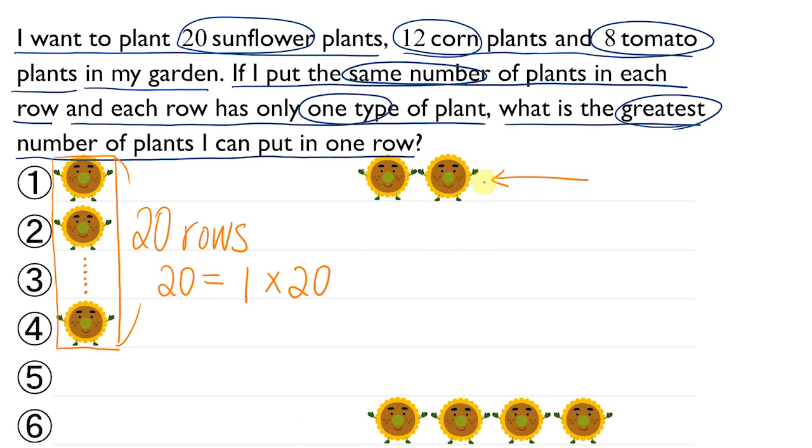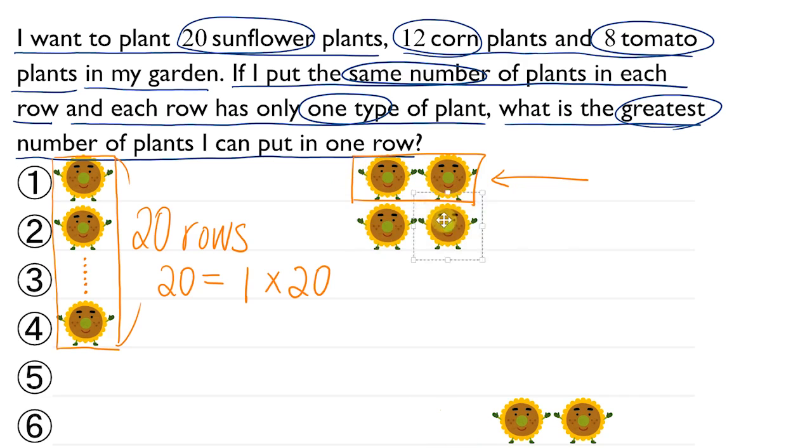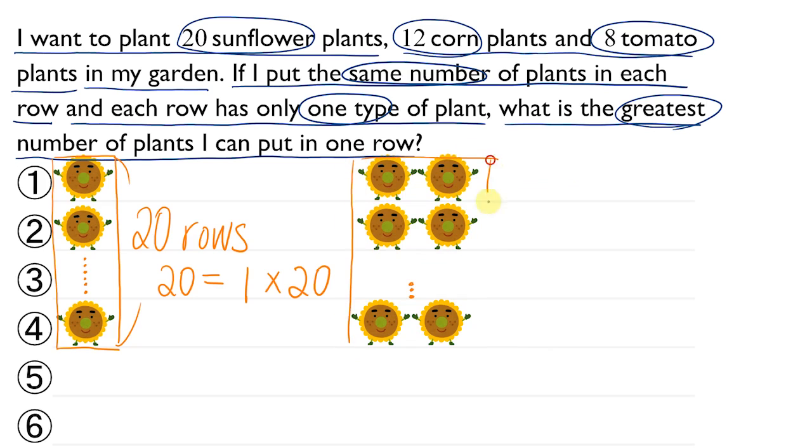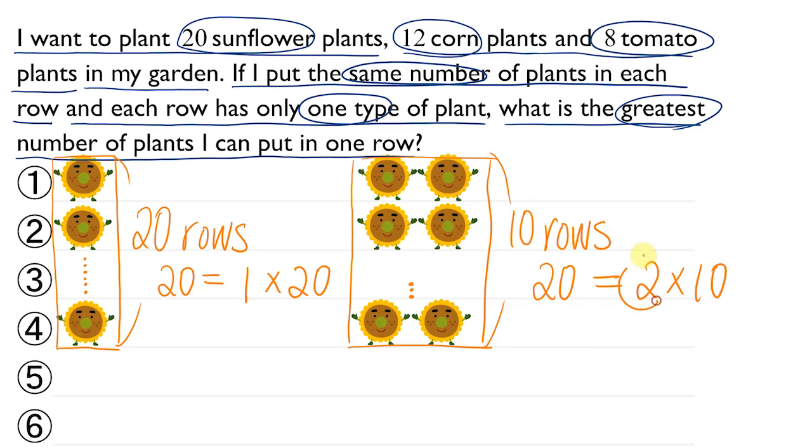So this is my first row. I put 2 sunflower plants here. And this is my second row, where I put 2 sunflower plants here. And if I keep going, I will reach the 10th row. This is my 10th row. So I know if I plant 2 sunflower plants in one row, then I will have 10 rows. And mathematically, we write it down as 20 is equal to 2 times 10. This 2 means that for each row, I put 2 sunflower plants and I will get 10 rows, because 2 times 10 is equal to 20.